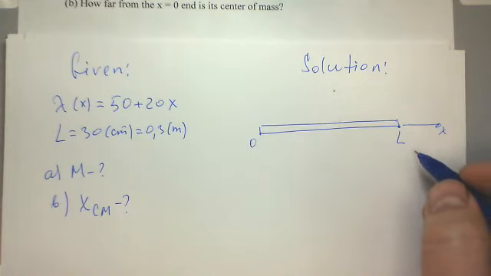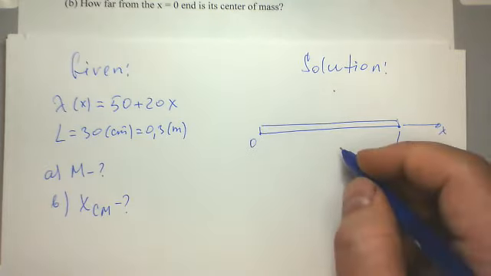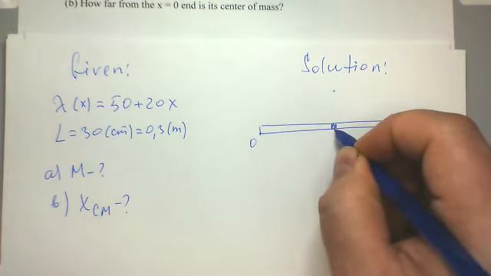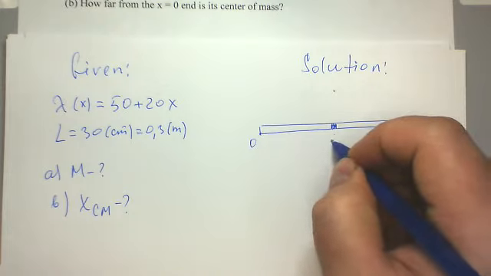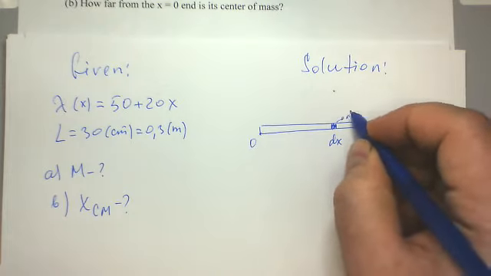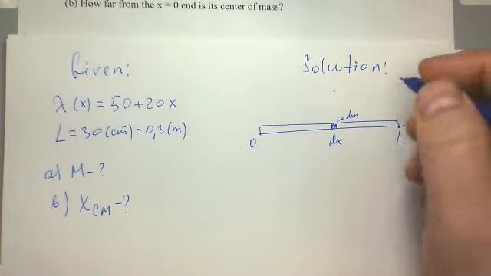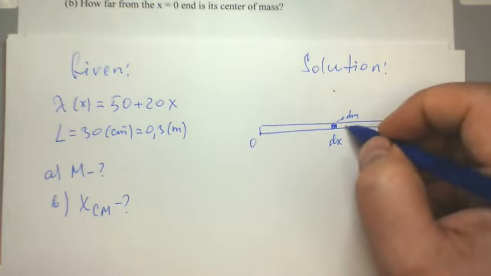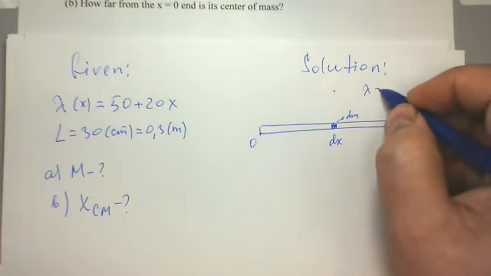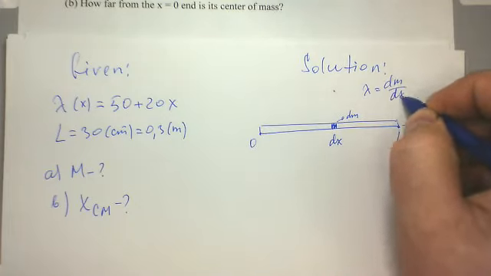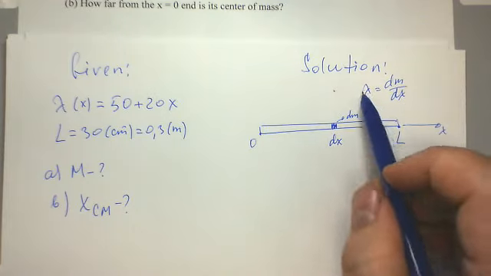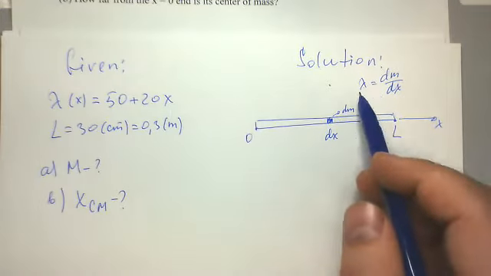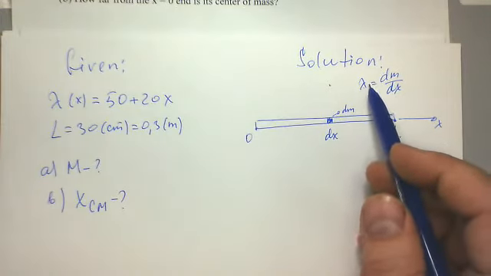And when you look at the object, a small piece of the rod that has length of dx and it has mass dm, then this object has a linear density dm/dx, and this linear density is equal to this guy. So it depends on the position x, but this is the definition of linear density.